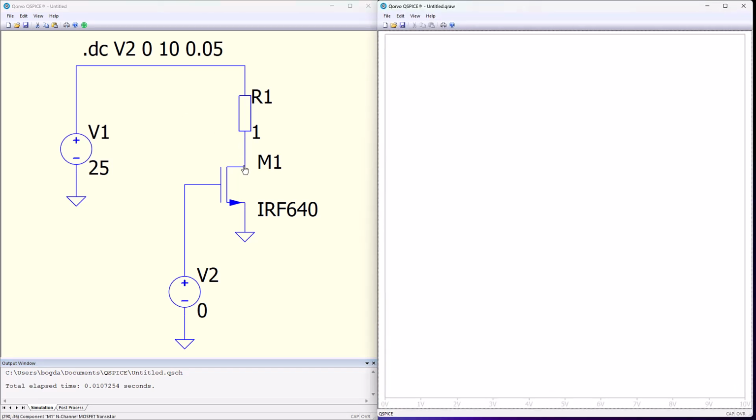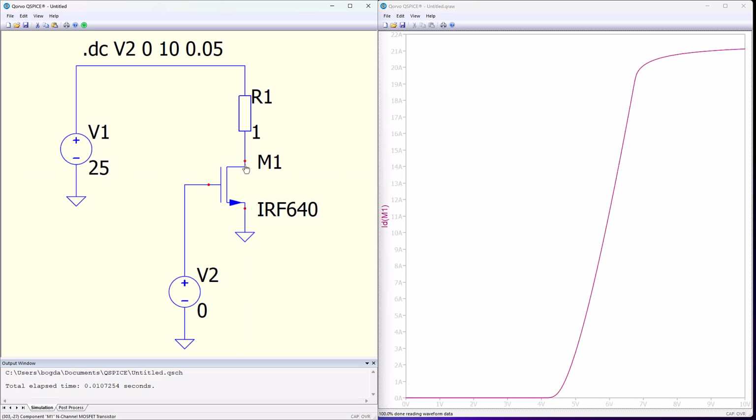Let's read it together, because in this single plot you can clearly see all three operating regions of the MOSFET. From 0 up to about 4 volts, the curve is flat at 0. The channel hasn't formed yet. The transistor is in cutoff, completely off. This is the threshold region.